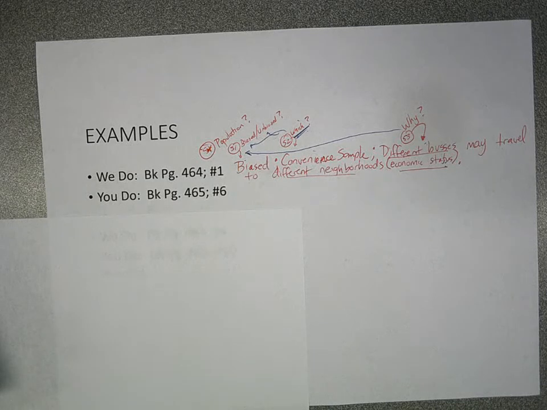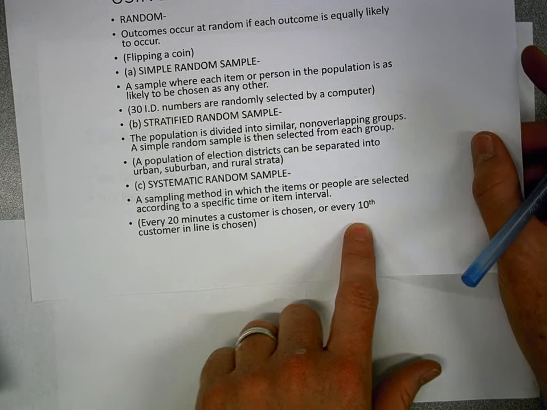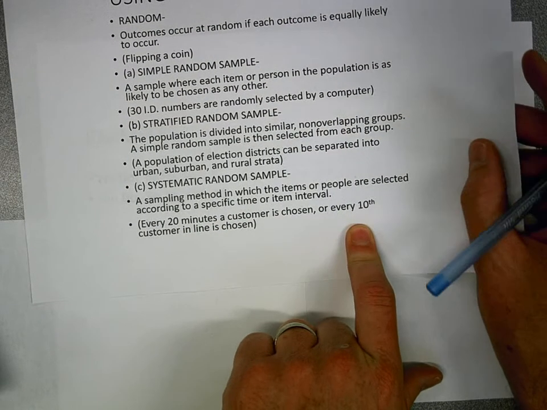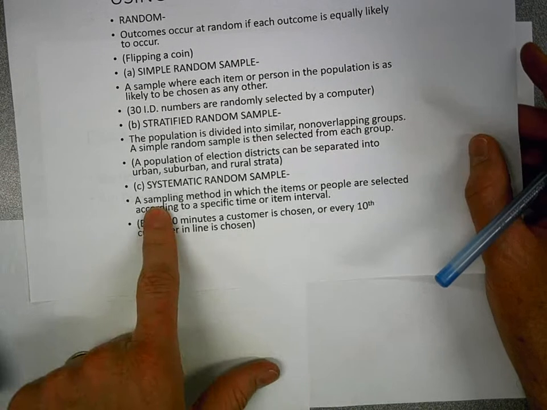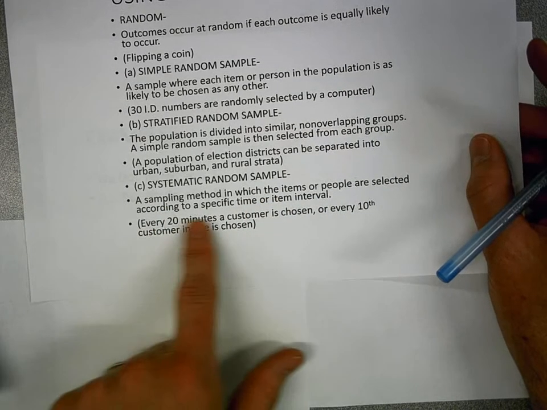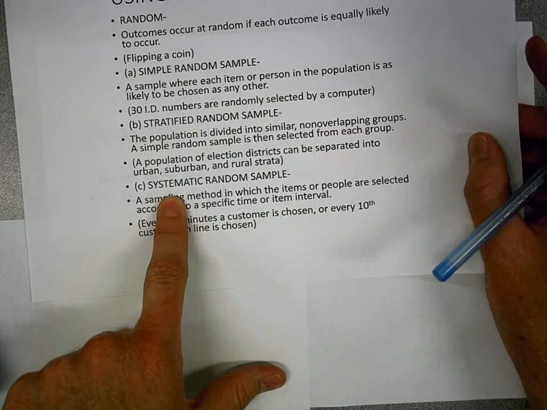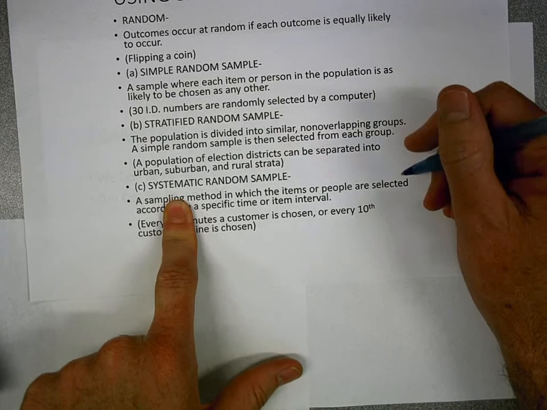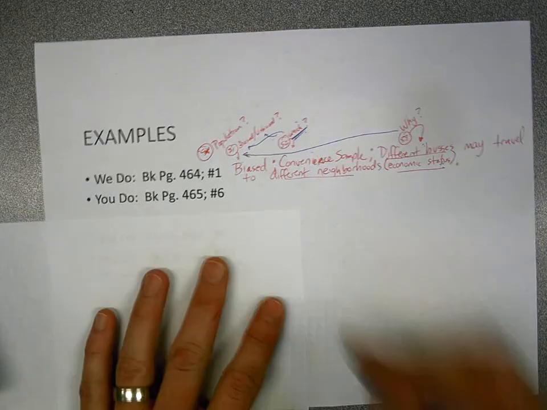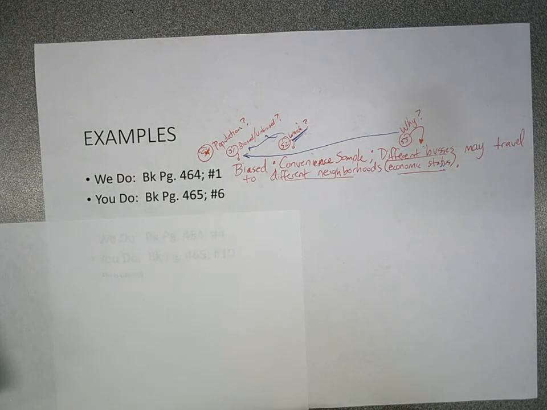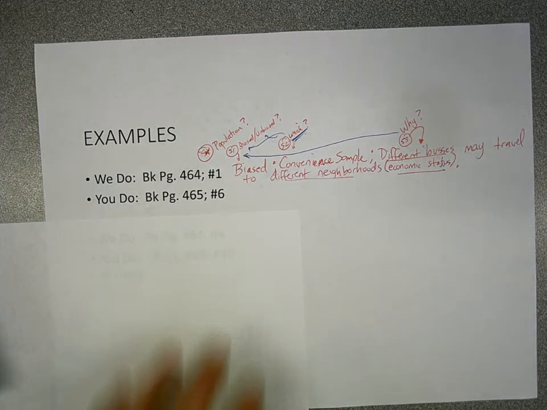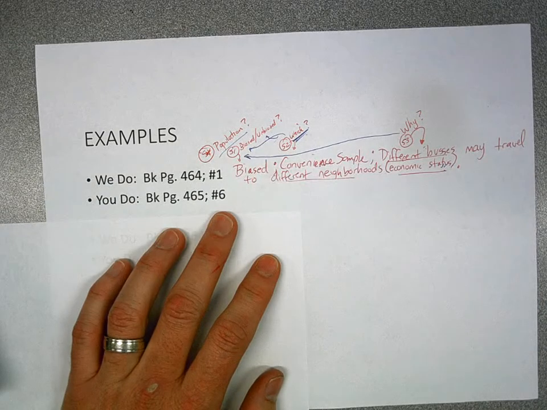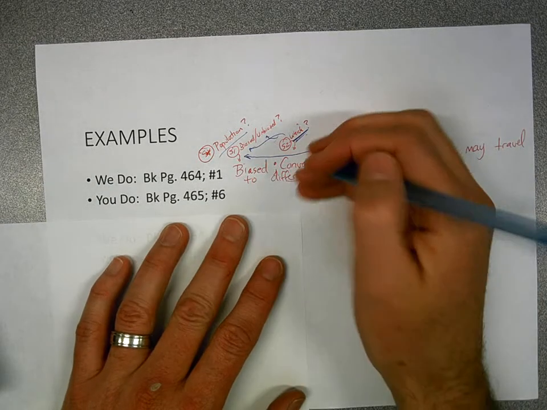I'm taking a look, and I see one of my vocabs that says every 20 minutes a customer is chosen. Well, it's not a customer chosen, but in this case, I believe it still is 20 minutes, and it's a cell phone. A sampling method in which the items or people are selected according to a specific time or time interval. Systematic random sample, okay, which of course is an unbiased way of doing things. So, if I go to write that, right, the population is trying to find if these cell phones coming off the assembly line are good, the quality, right? So that is the population, but just right off the assembly line, grab them straight from the assembly line. It is unbiased.